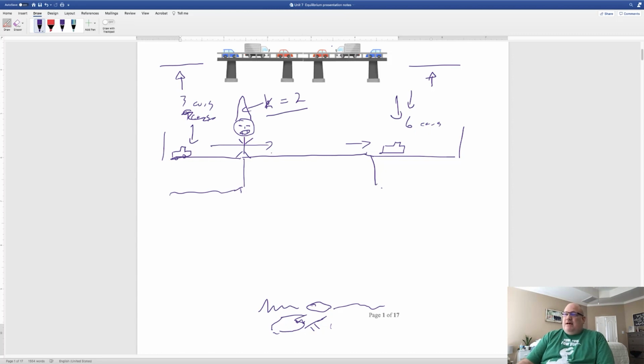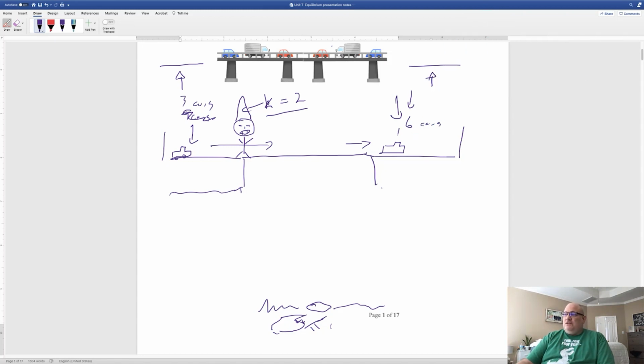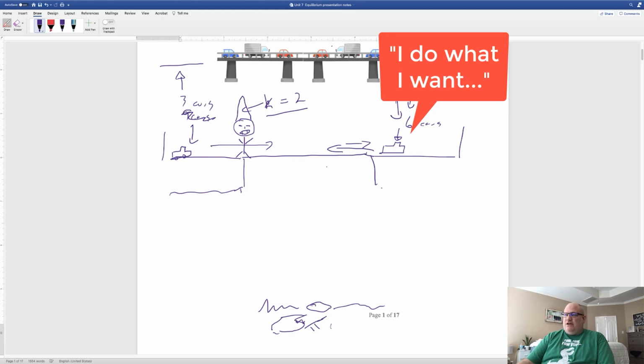So let's say that happens, and you're like, "Whew, we've met the evil overlord's demands," and then all of a sudden, there's a car on this side driven by, it just happens to be driven by a teenager, and the teenager is like, "You're not my real overlord. I do what I want," and starts whipping across in this direction.